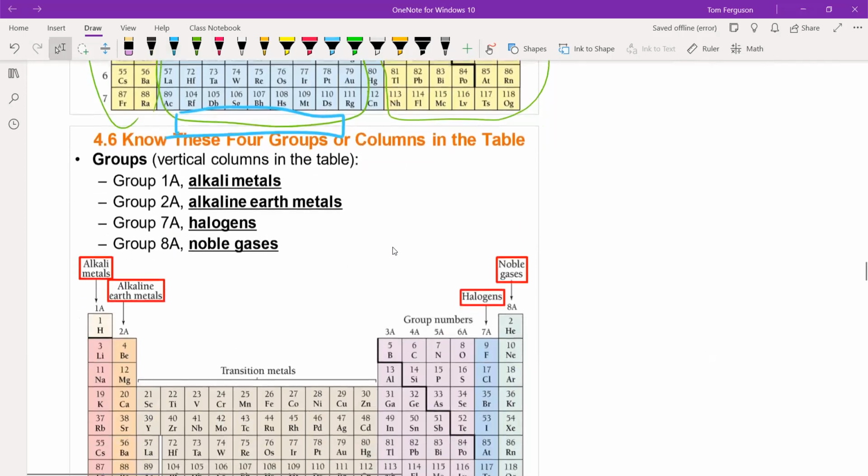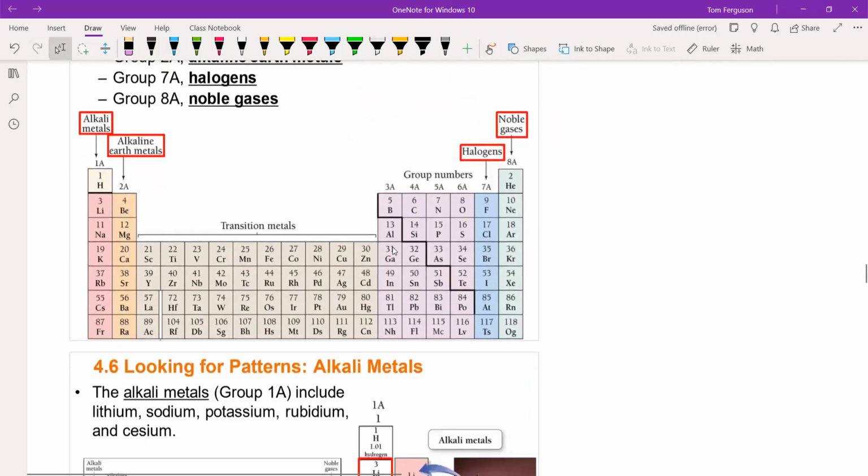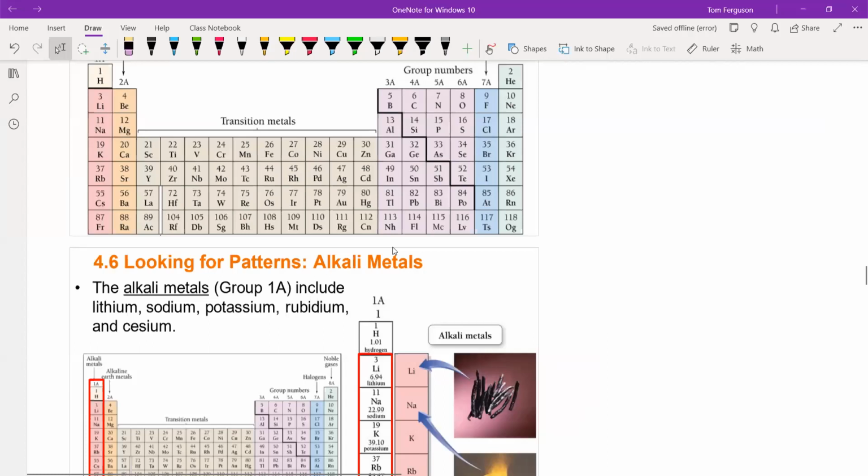And here are the groups I want you to know. We talked about this already, but I'm going to go over it again.